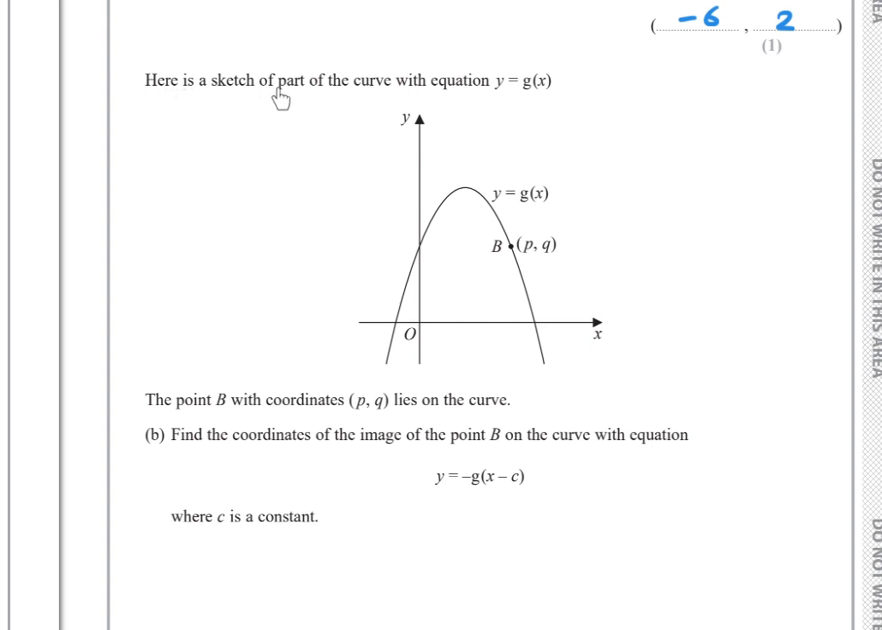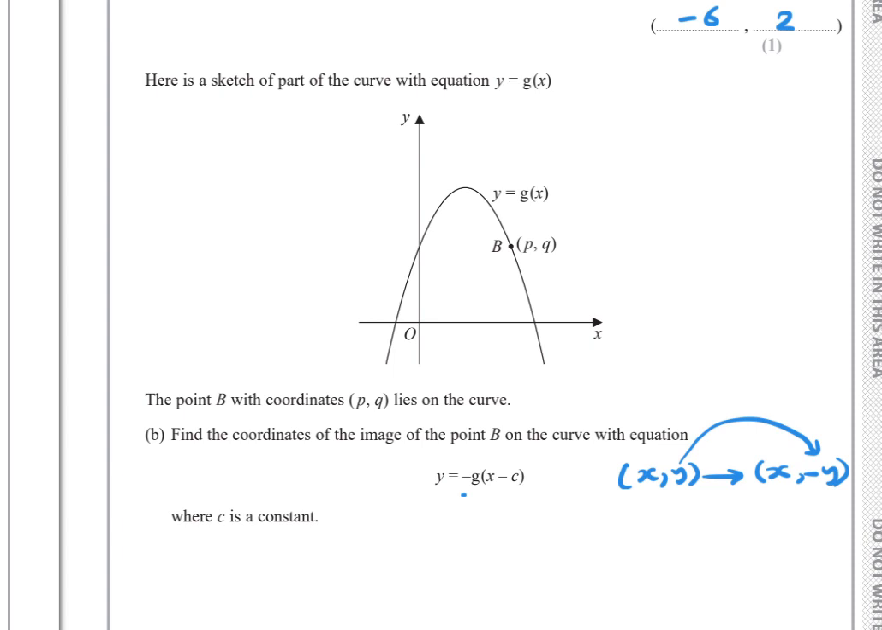Here is a sketch of a part of the curve with equation y = g(x). The point B with coordinates (p, q) lies on the curve. Find the coordinates of the image of the point P on the curve with equation y = -g(x - c). When you multiply the function by negative, this means reflection in the x-axis. So the point (x, y) will be (x, -y). So change the sign for y.